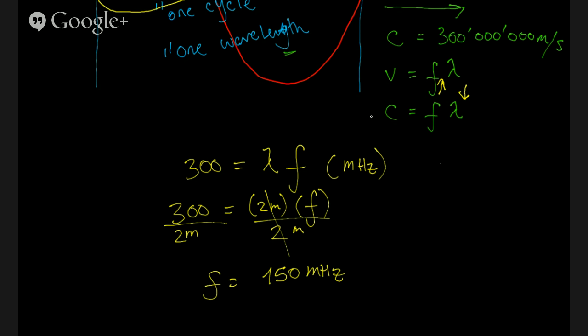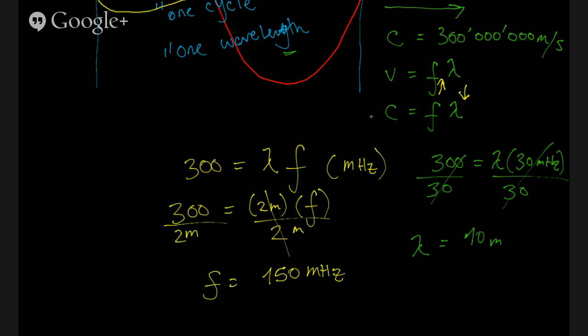Or the other way around, we can start with the frequency and solve for wavelength. So say a frequency of 30 megahertz. Divide both sides by 30. We end up with a wavelength of 10 meters.